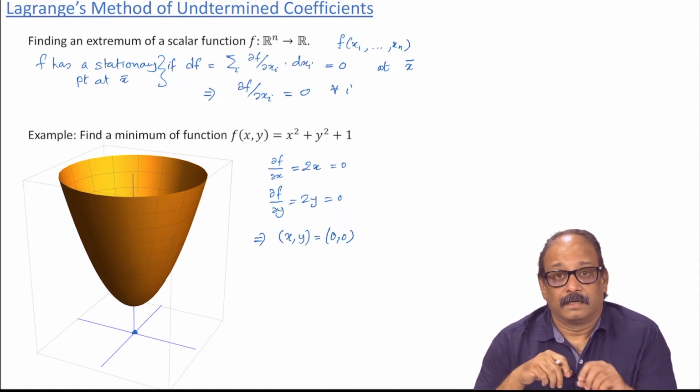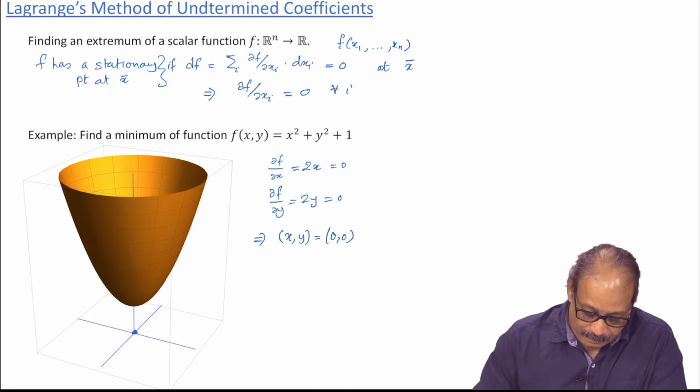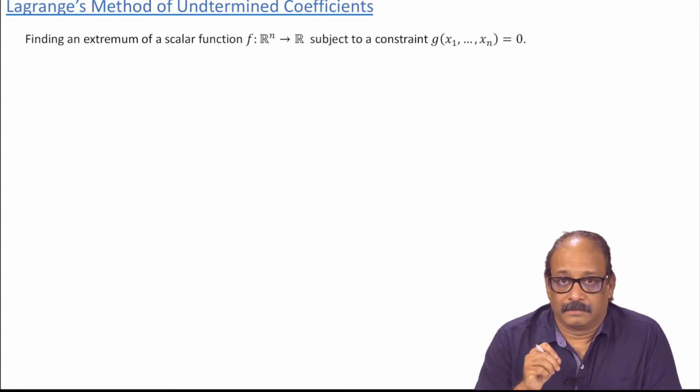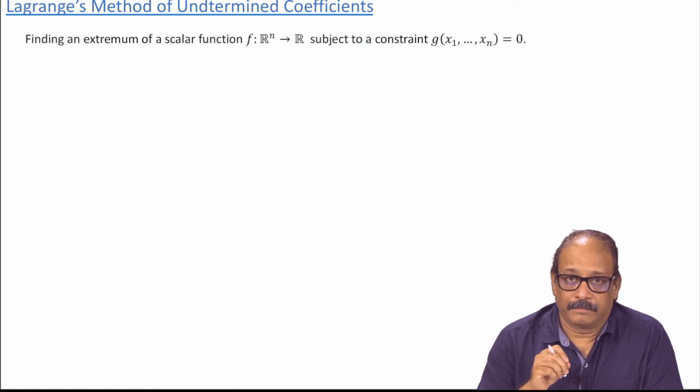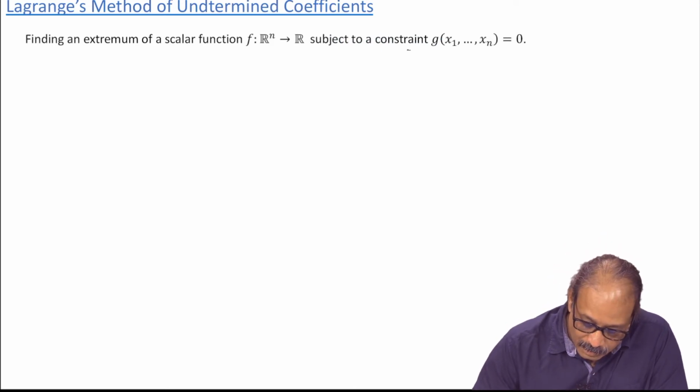Okay. Now, let us go to the constraint problem. So, now we have the same function which is defined over Rn, but we want its minimum or extremum which is subject to a constraint like this.